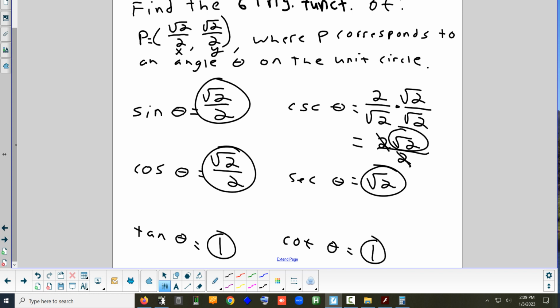And those are the 6 trig functions, really for the coordinate 45 degrees, but you don't need to know that. It's the coordinate root 2 over 2, comma root 2 over 2. Any questions on it?